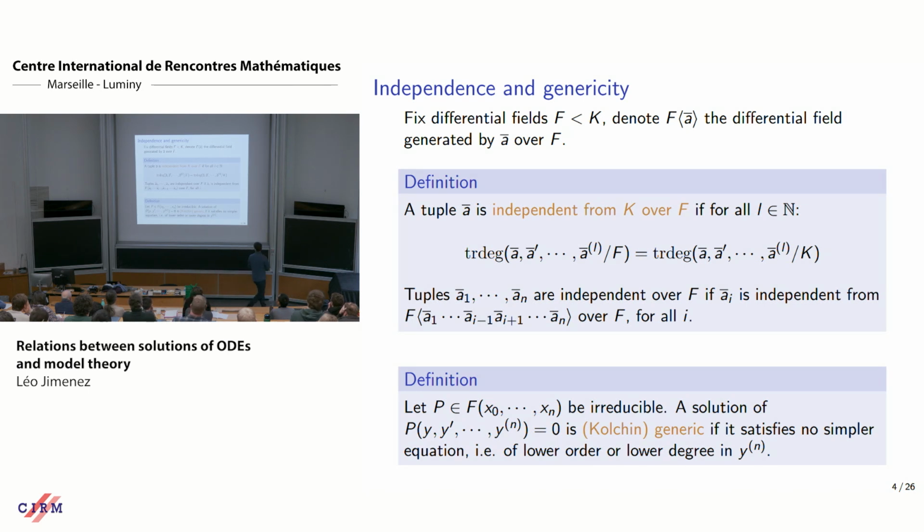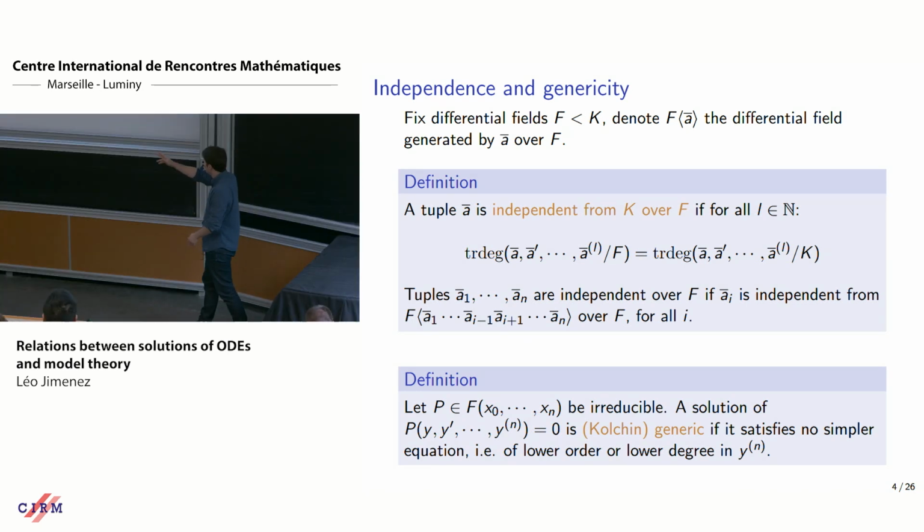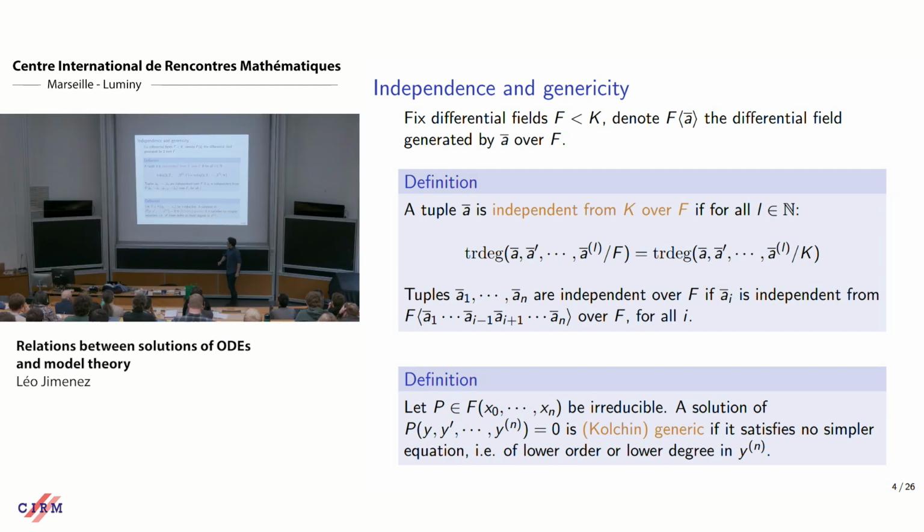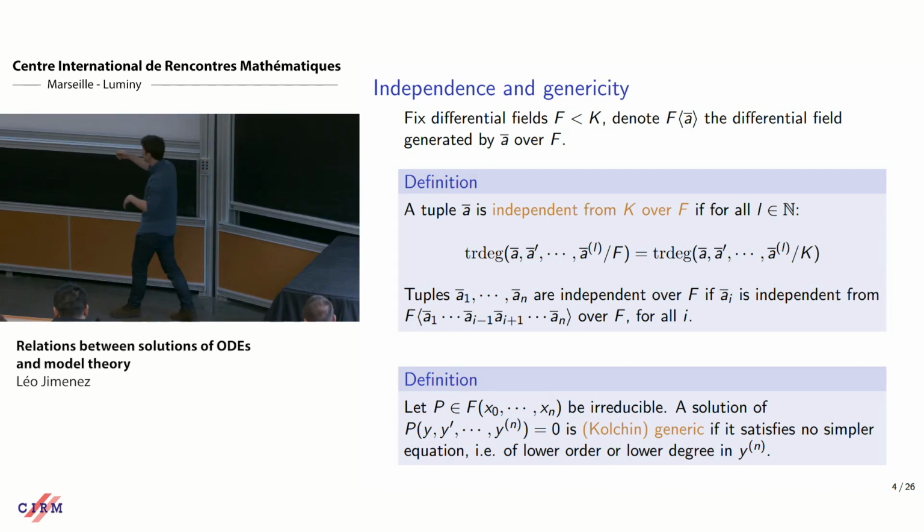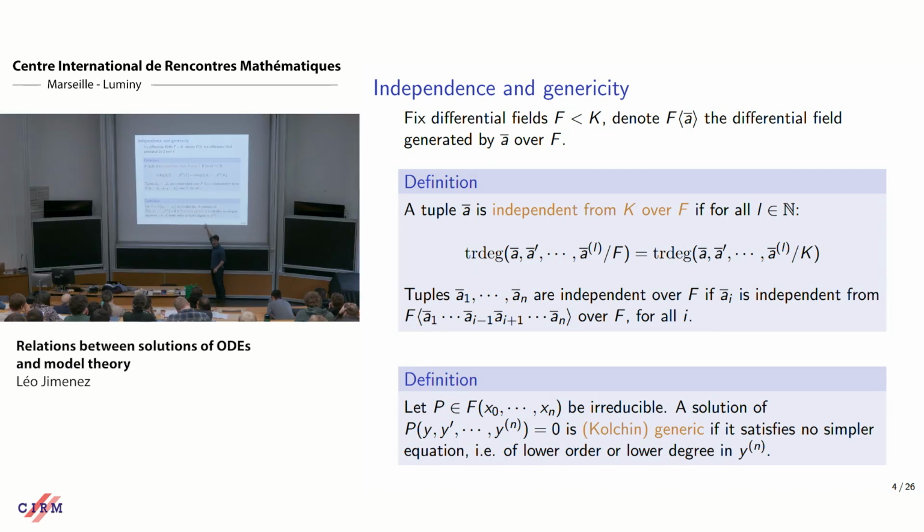So, again, if I have an equation of the type I considered before, P of y, y prime up to y^(n) equals 0, a solution of it is Cauchy generic, and I'll just say generic in the rest of the talk, if it satisfies no simpler equation. By that I mean either of lower order, or maybe of the same order but of lower degree in this highest order variable. So it's like a generic solution, a typical solution, satisfies no other non-trivial equation.